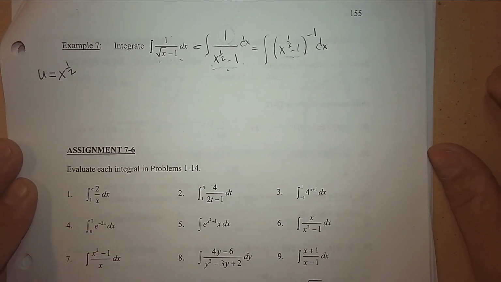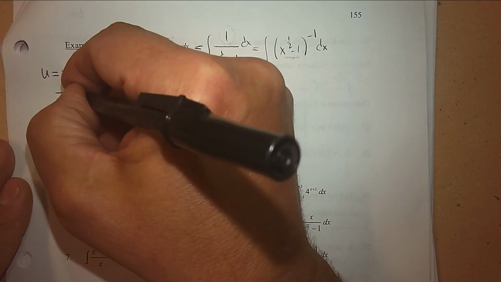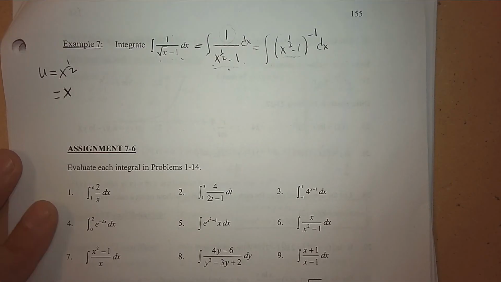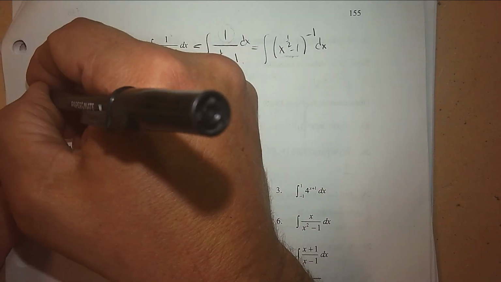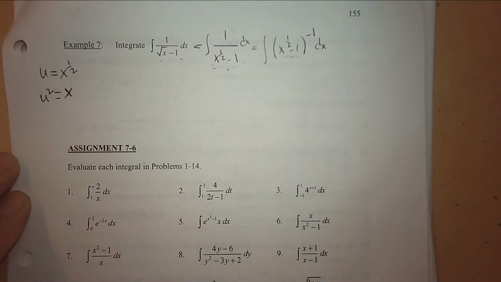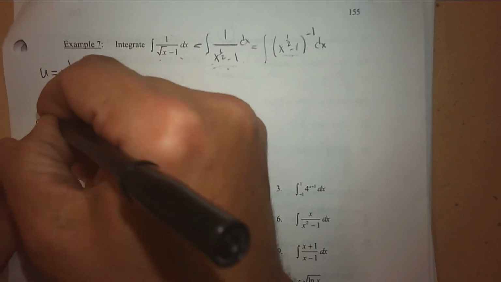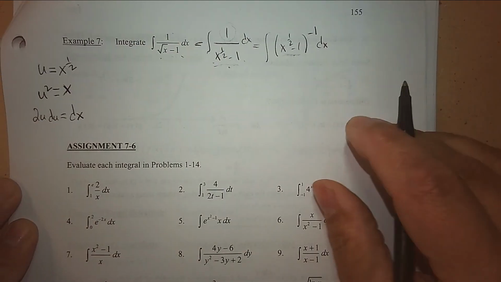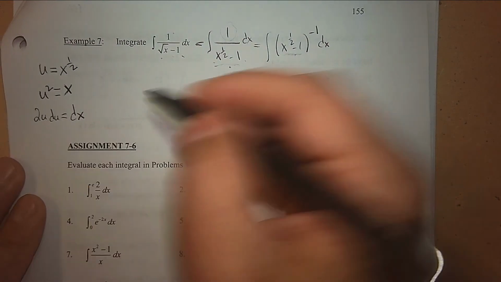Do you remember u substitution? Maybe, right? So you know what u equals. I need to know what x equals. If u equals the square root of x, what do I do to both sides to undo that to know what x equals? So x would equal u squared, and then take the derivative. So u squared would be 2u du, and x would just be 1 dx. And we're separating the du and dx so we can do a substitution right now.